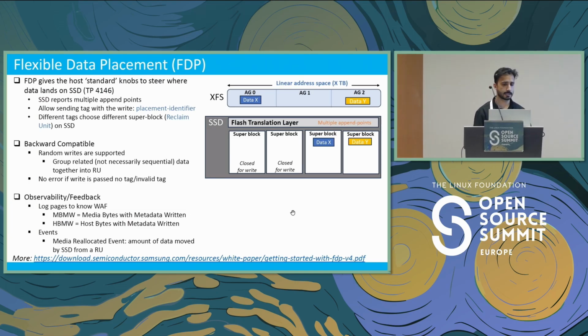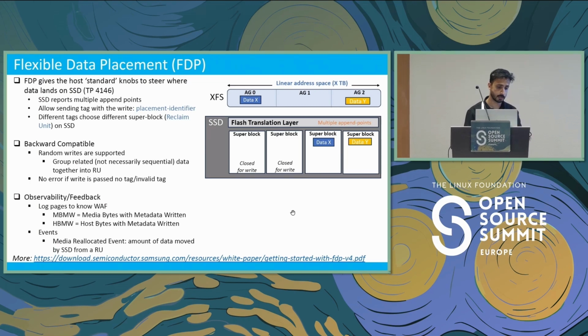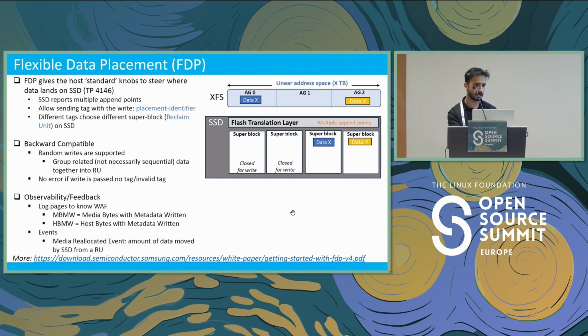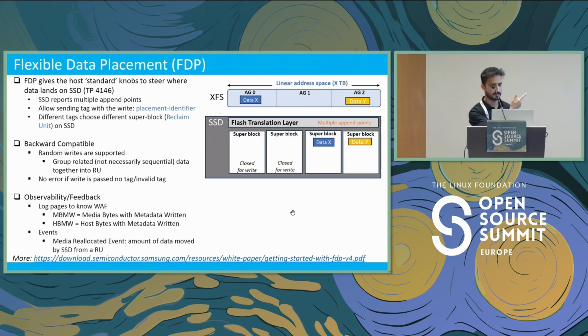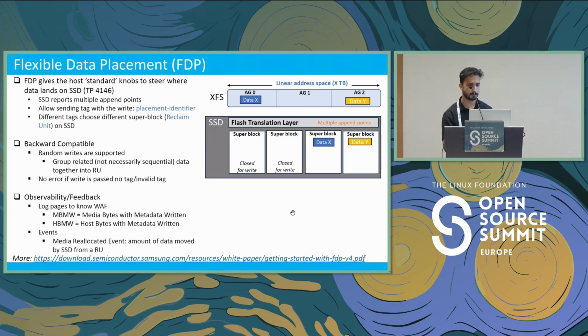And with that, the SSD is going to report multiple append points, not just one. To choose which append point to use, you would need some kind of identifier, and this identifier is the placement identifier. So earlier you were just sending the write; now you would send the write, but you would also send this placement identifier. And that will enable you to choose a different superblock within the SSD. In this case, the superblock is called a reclaim unit. This is the term that comes from the specification, but it means the same thing.